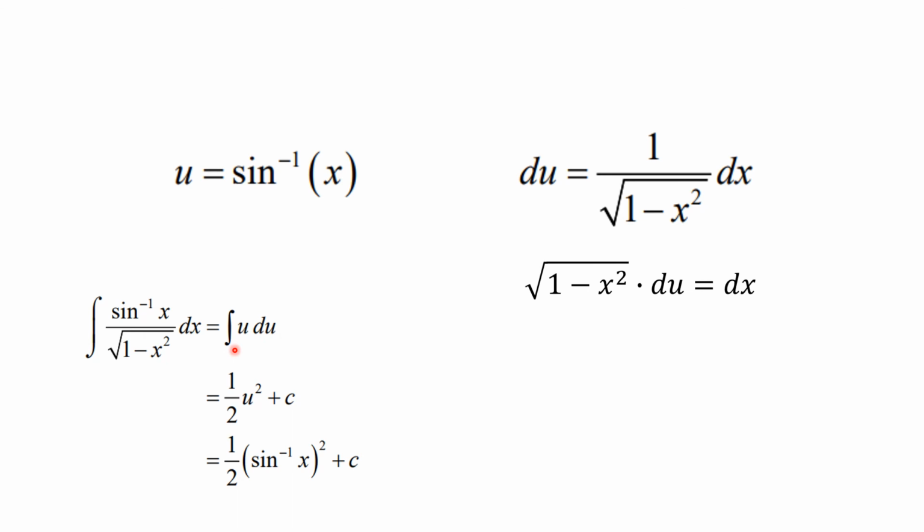And then we were just left with the indefinite integral of u du. And we know how to do that. Add 1 to the exponent, divide by the new exponent, and then we back substitute with our original native variable to find the answer. So the answer to this is 1/2, that is the inverse sine of x whole squared plus c.